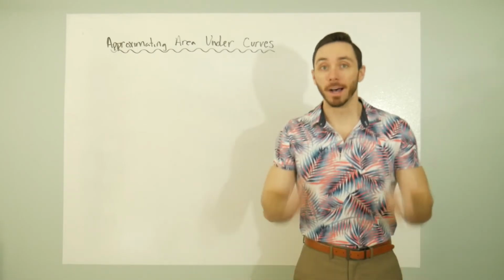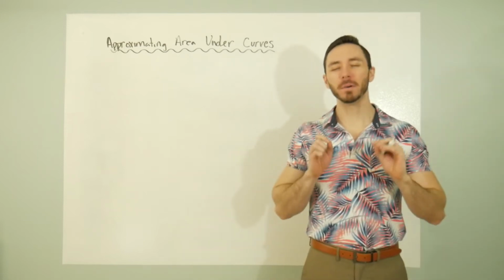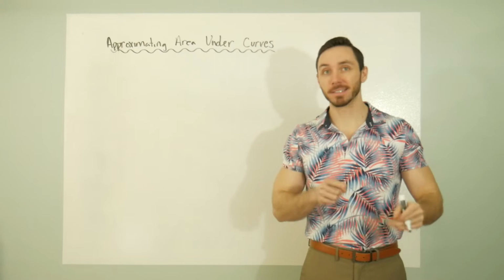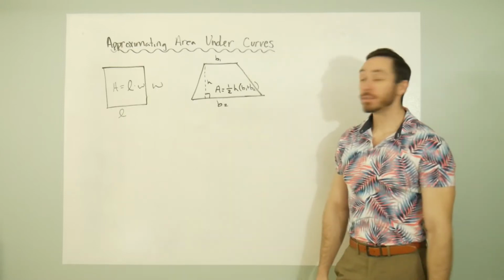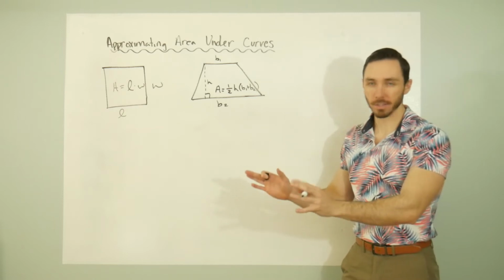Hey math people. Today, approximating area under a curve. So almost integration, but not quite integration. It's that pre-integration. These are the two formulas you need to know for today, but how do these connect to the area underneath curvy things?